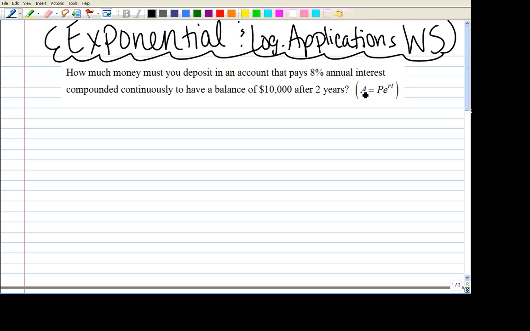So here we'll have our final amount. We have how much money we want to deposit in an account, so we're looking for that initial amount. We're given the final amount of $10,000. We're looking for P. There's e. Our rate is 8%, so we're going to put that as 0.08. And our time is 2.